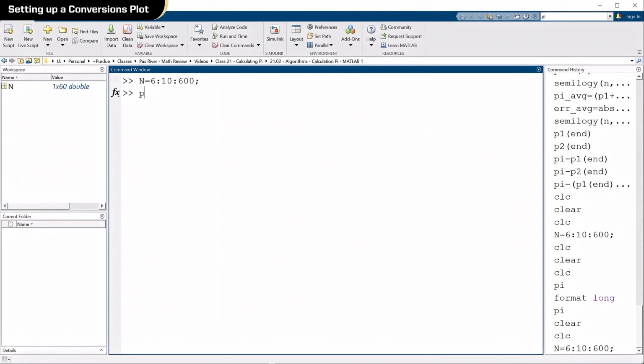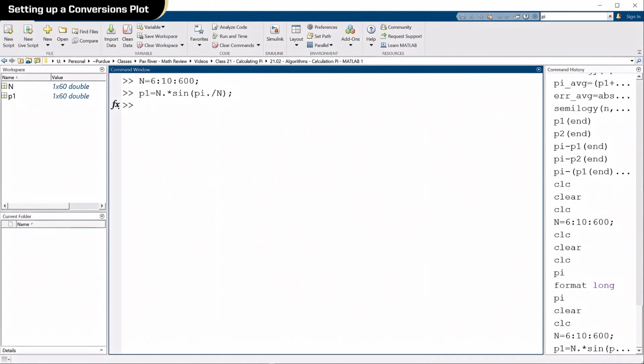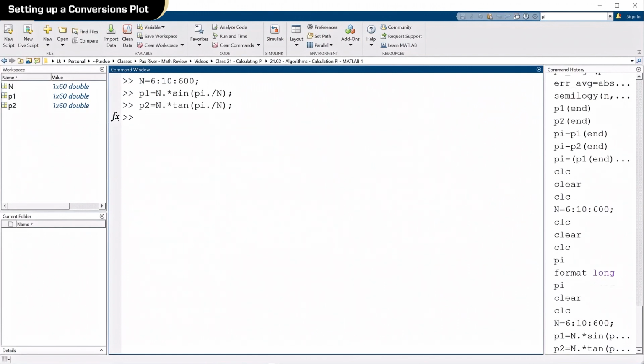All right, we'll call P1 right there. We've got to have these dots in here because we're working with vectors. N is a vector. You can see the first time I did this, I used lowercase n. I'm using capital N now to keep it consistent with the board. So there's that. And for P2, that'll be the circumscribed polygon. There it is. Okay, so we've got a vector of P1s and P2s.